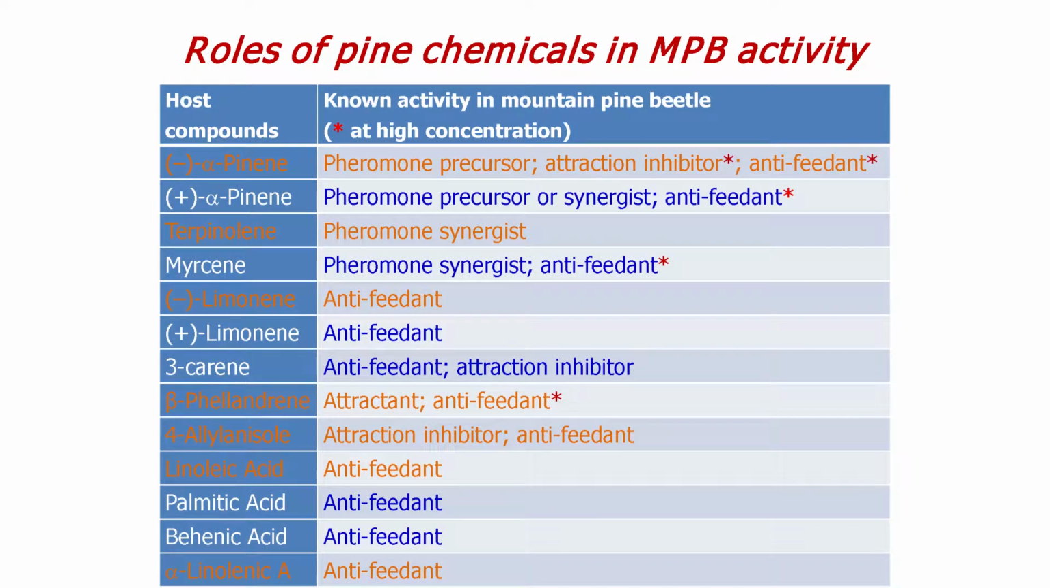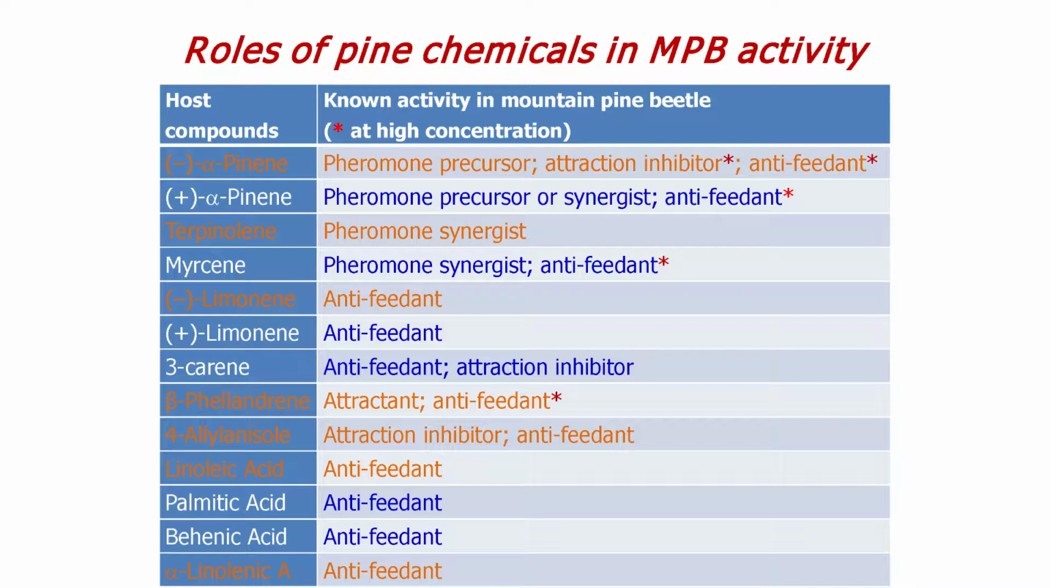This is the table that I put together to understand the roles of pine chemicals in mountain pine beetle activity. These are mainly terpenoid compounds, basically monoterpenes from alpha-pinene all the way through carene. And we have some phenylpropene here, allylanisole. Others are fatty acids. These chemicals play different functions at different stages of the insects. Like alpha-pinene, they might be a precursor of the female aggregation pheromone. In other cases, they can be antifeedant, especially alpha-pinene. If insects are exposed to higher concentrations, it can be an antifeedant.